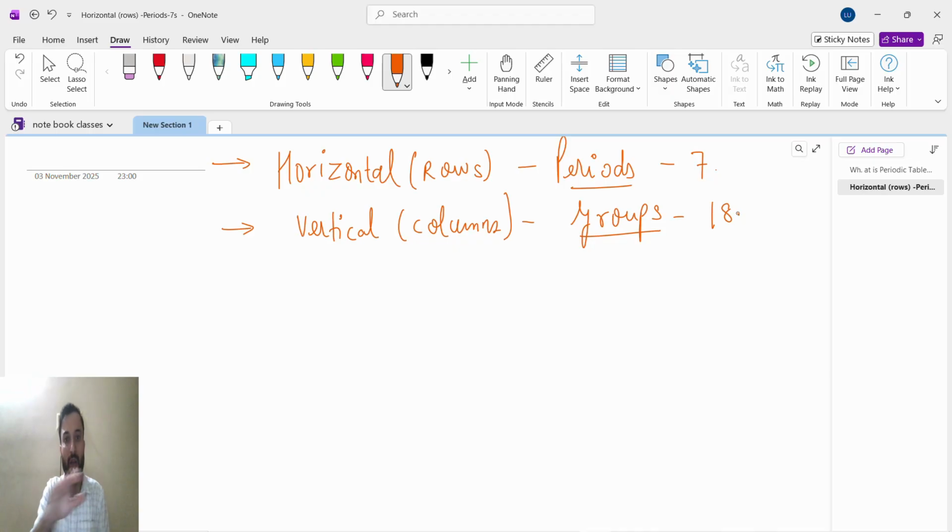Horizontal is row. Horizontal row is called as period. We have a total of 7 periods. Vertical column is called as groups. In total we have 18 groups. So the vertical column is also called as groups or families.